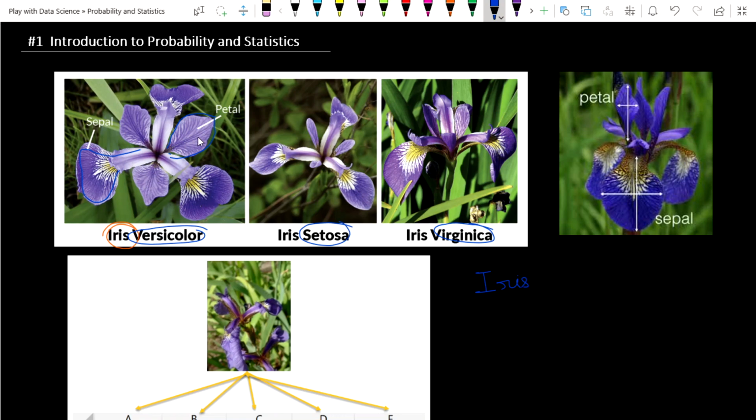Similarly, this is what the petal and the sepal look like for versicolor, and for setosa the petal and the sepal look like that. And for virginica, similar things: the petal lengths look like these, and the sepals for virginica look like that. Based on the petal and the sepals, we have divided these three classes of flowers.